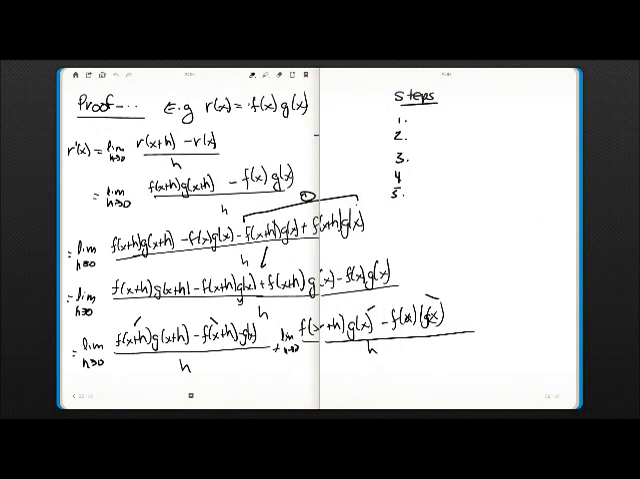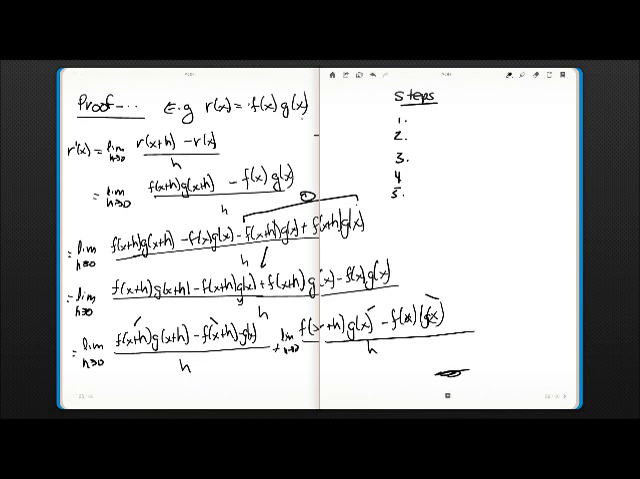So next is the proof. The proof is pretty simple. There are a few steps that I'm going to lay out. First of all, we're finding the derivative of this function again: r of x equals f of x times g of x.